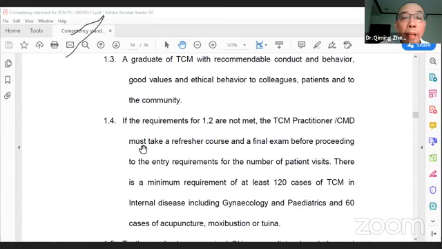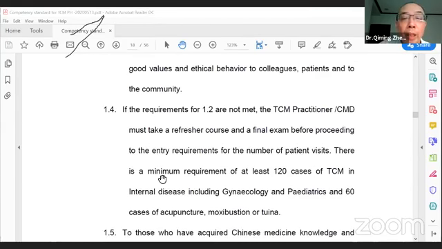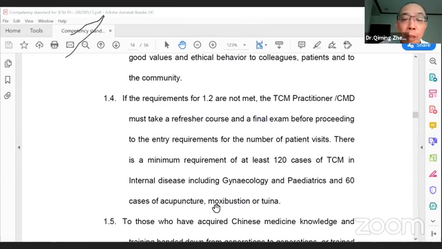Point 4, if the requirements for the second point, 1.2, are not met, the TCM practitioner or Chinese medicine doctor must take a refresher course and the final exam before proceeding to the entry requirements for the numbers of patient visits. There is the minimum requirement of at least 120 cases of TCM in internal disease, including the gynecology and pediatrics, and 60 cases of acupuncture, moxibustion, and TWINA.